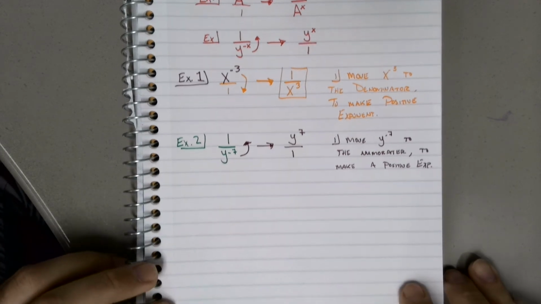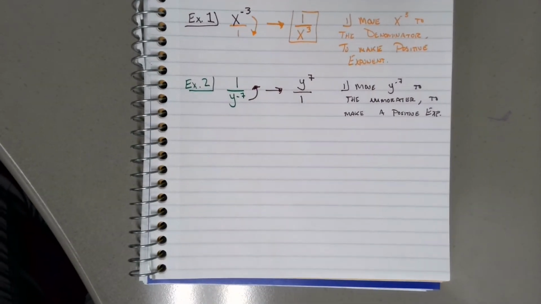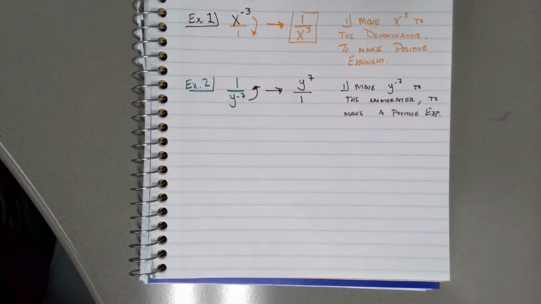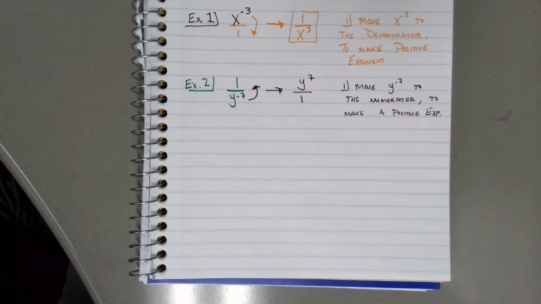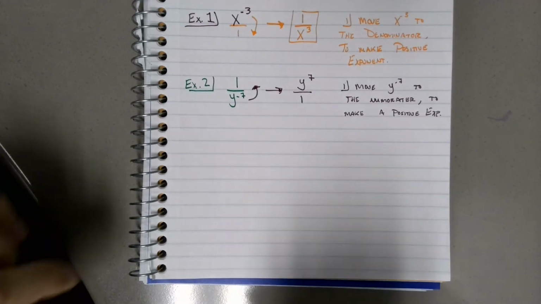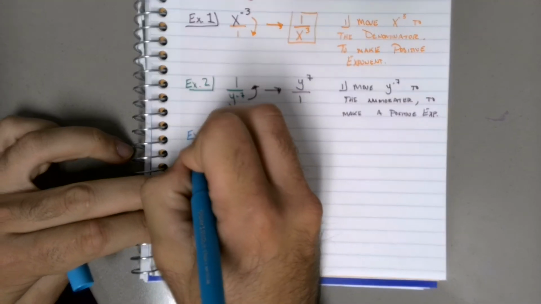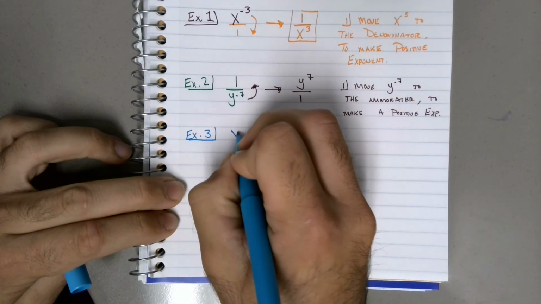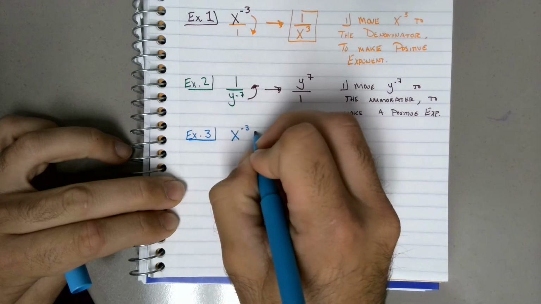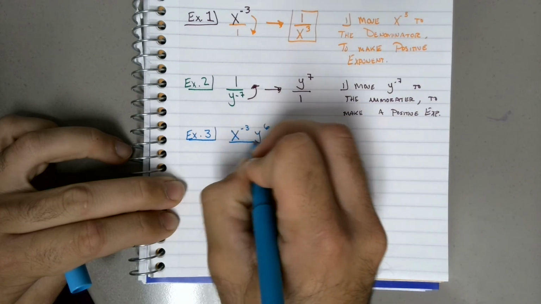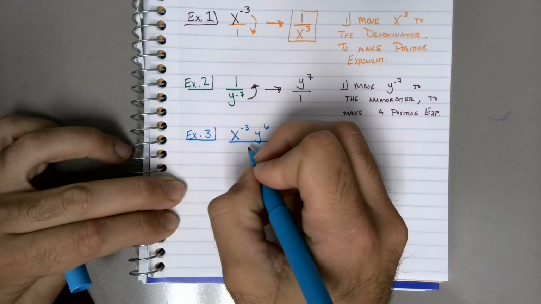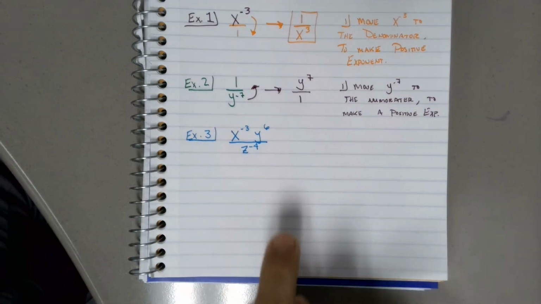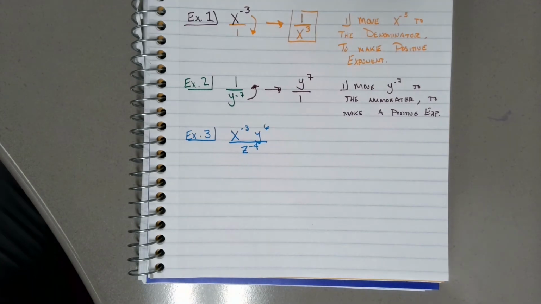All right. So all we're doing is we're flipping them. You just move it from numerator to denominator or denominator to numerator to make it positive. Okay. What if we had something that was a little more complicated? All right. Let's say if I have x to the negative third, y to the 6th over z to the negative 4th. And I need all these exponents to be positive.